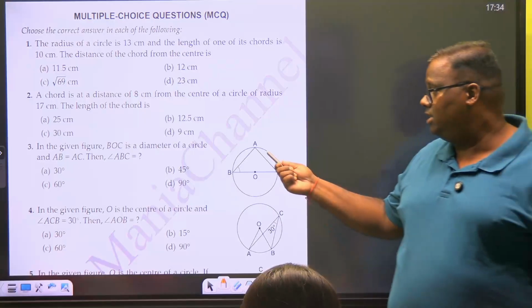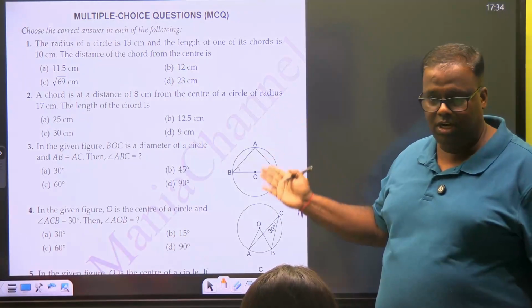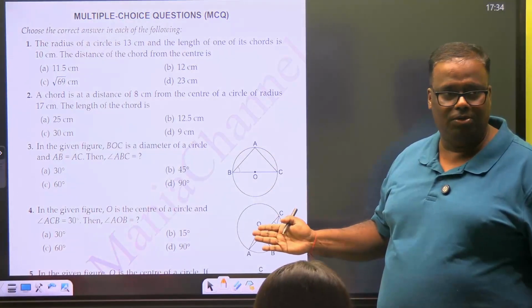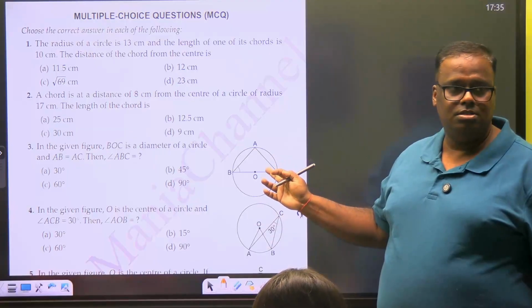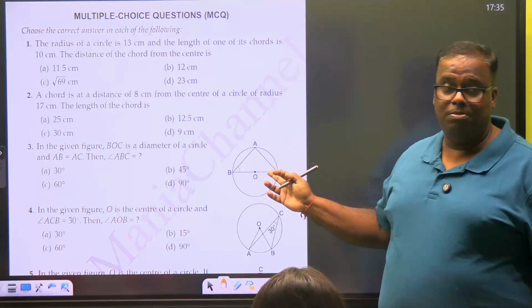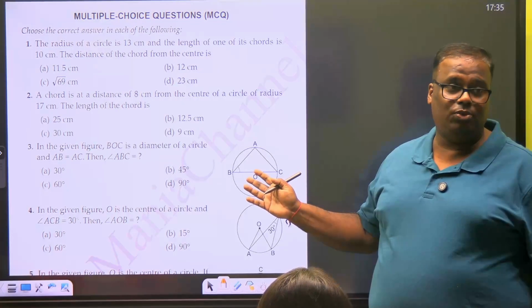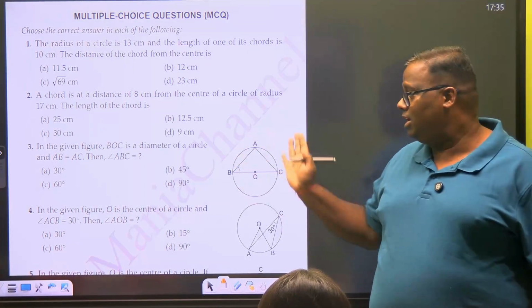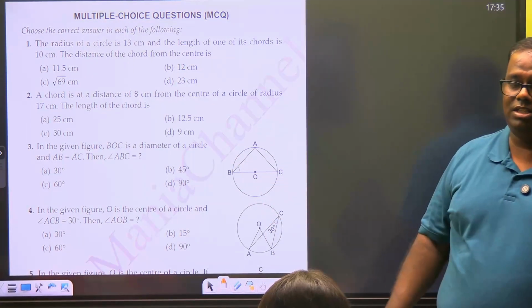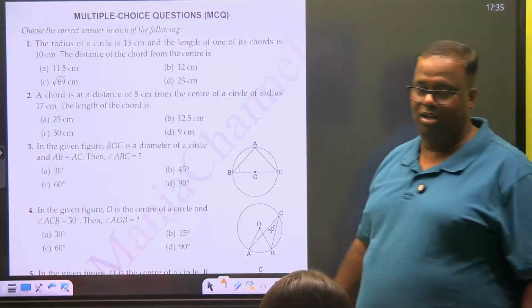Why is this 90? You solve it sitting at home, I am only helping you. The theorem is: angle in a semicircle is a right angle. Yes, I want the right definition. Angle in a semicircle is a right angle. We are using that funda.